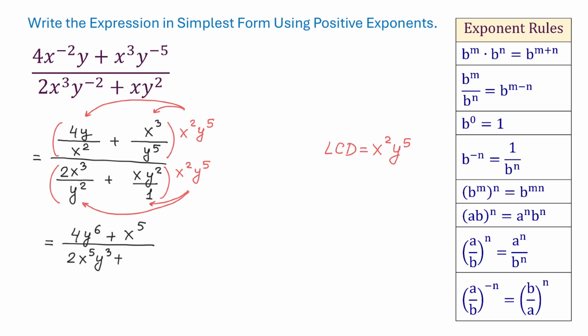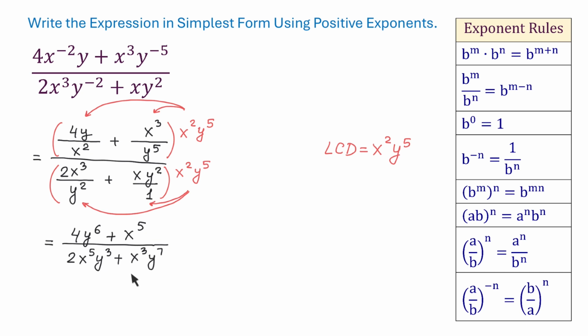And now we have to multiply xy squared by x squared y to the fifth power. And that will give us x cubed y to the seventh power. So the exponent 1 plus 2 is 3, and the exponent 2 plus the exponent 5 is 7.